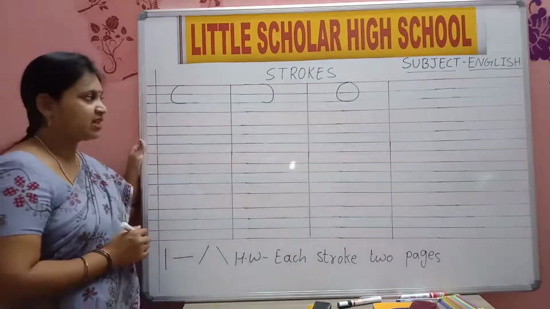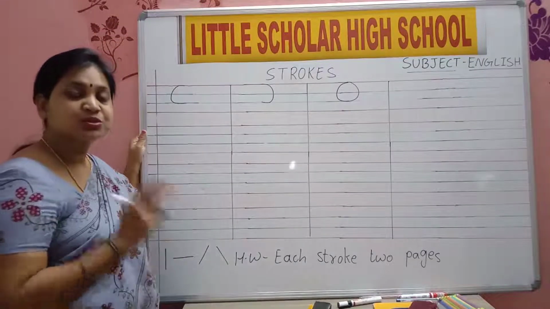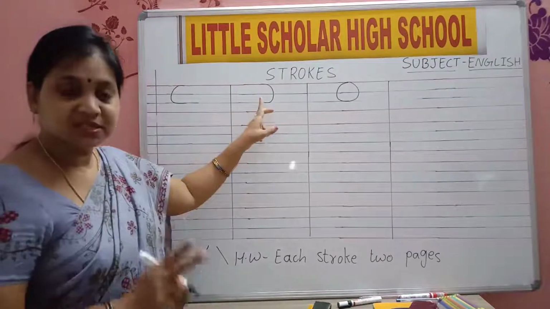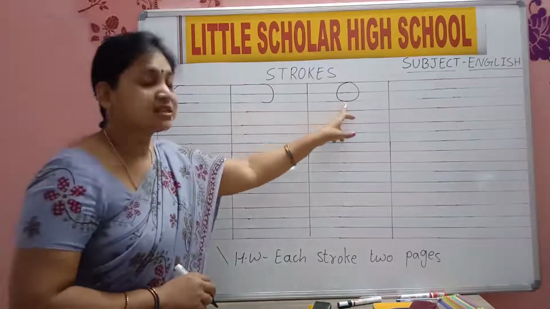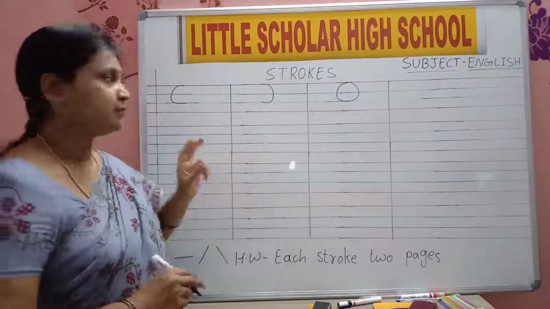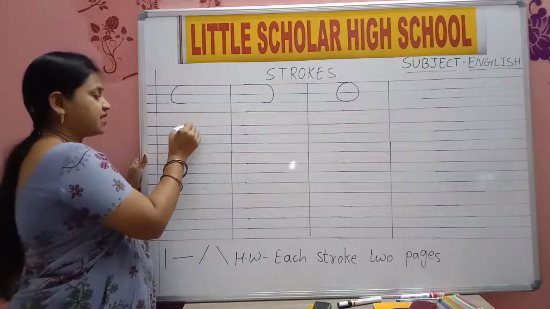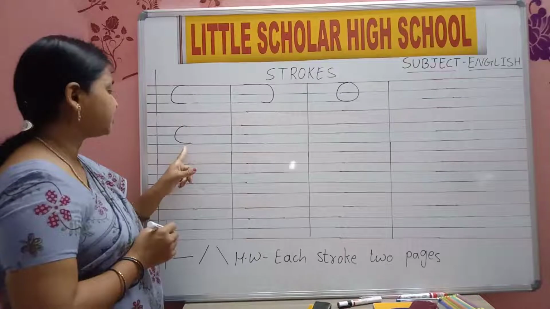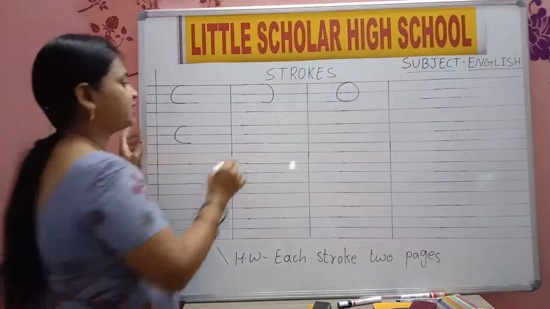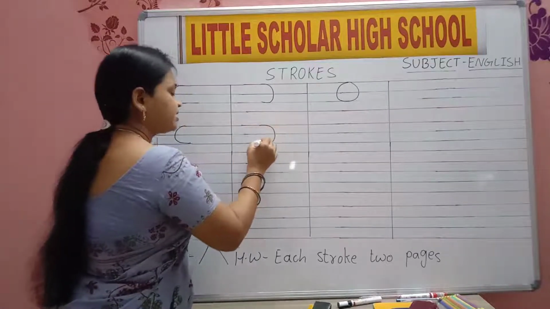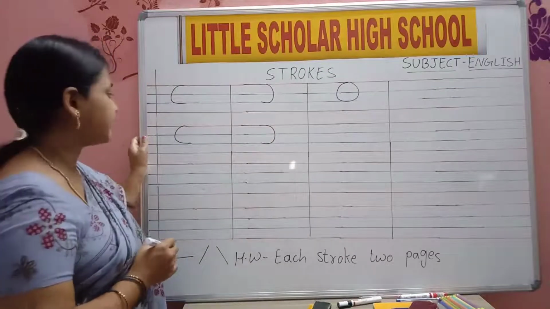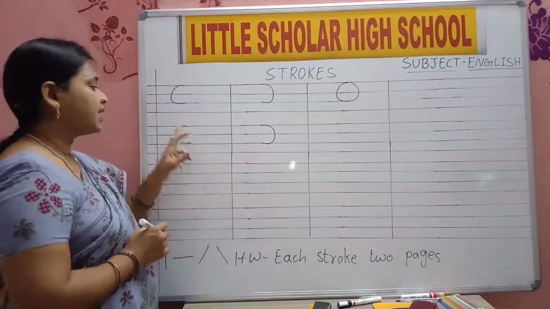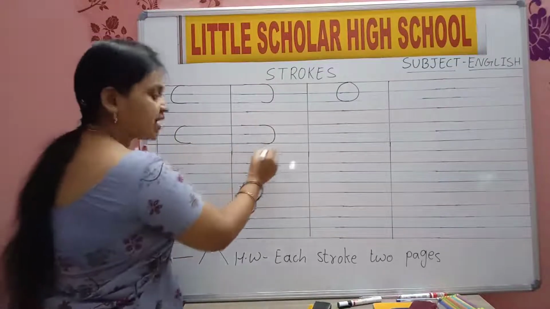Shall we write? Yes. Each stroke you will write two pages. Left curve, you will write 2 pages. Right curve, you will write 2 pages. And circle also 2 pages. Okay. Left curve. Say and write. Touching the first 3 lines. Left curve, right curve, left curve, right curve.